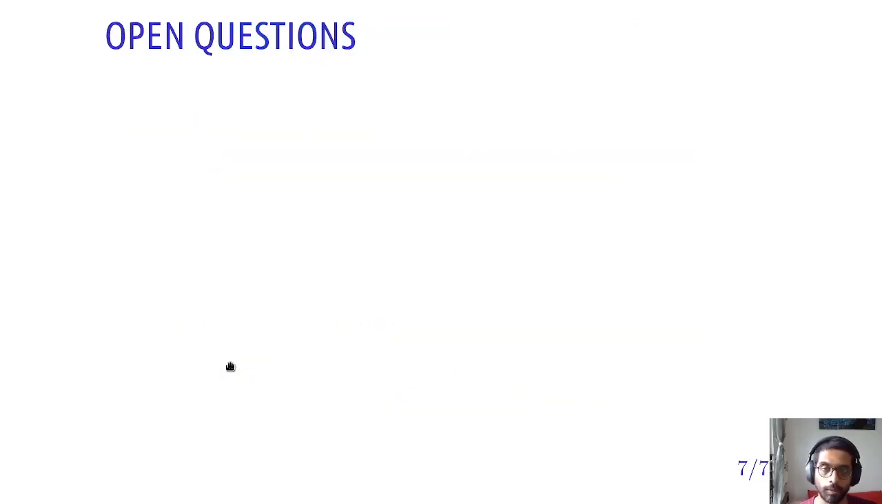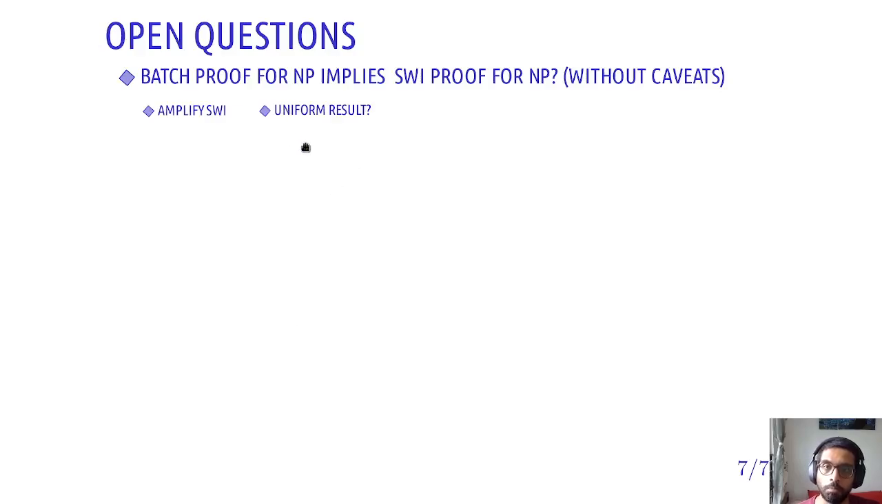Okay, so that was how we show our results. Let's wrap up with some open questions. The natural first question to ask is, can we get rid of the two caveats? For this, you will have to amplify SWI to start with. This is something we managed for the non-interactive setting. You can read the paper to see more, but it's not clear how to use those techniques in the interactive setting.